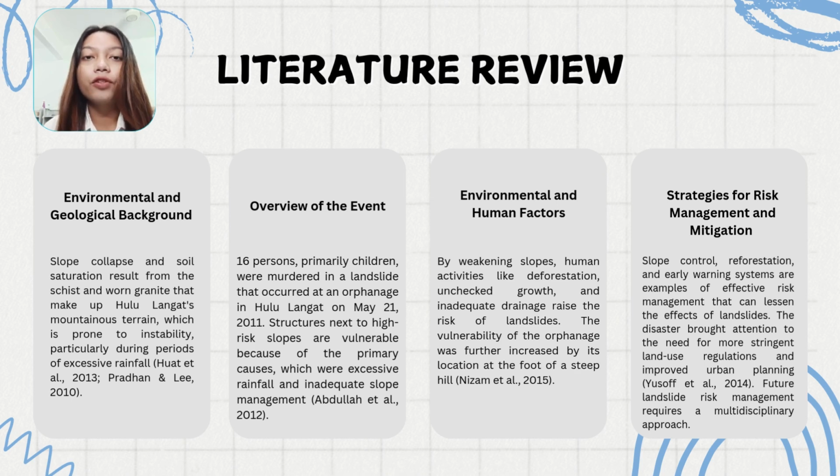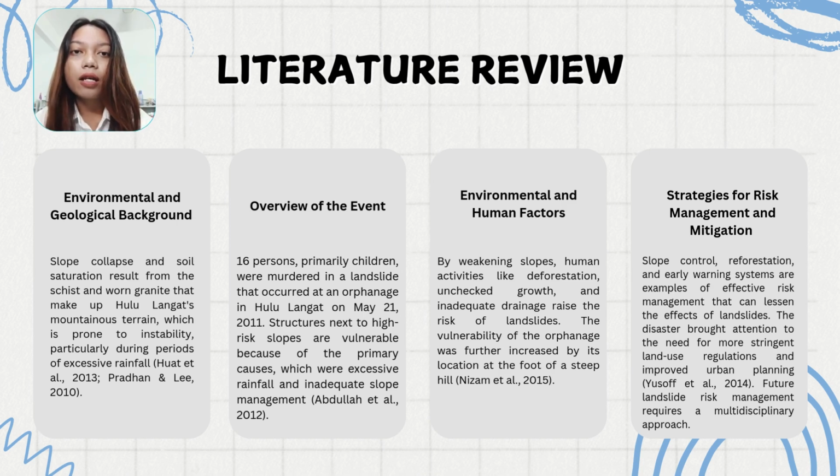Next is overview of the event. 16%, primarily children, were killed in a landslide that occurred at an orphanage in Hulu Langat on May 21, 2011. Structures next to high-risk slopes are vulnerable because of the primary causes, which were excessive rainfall and inadequate slope management.